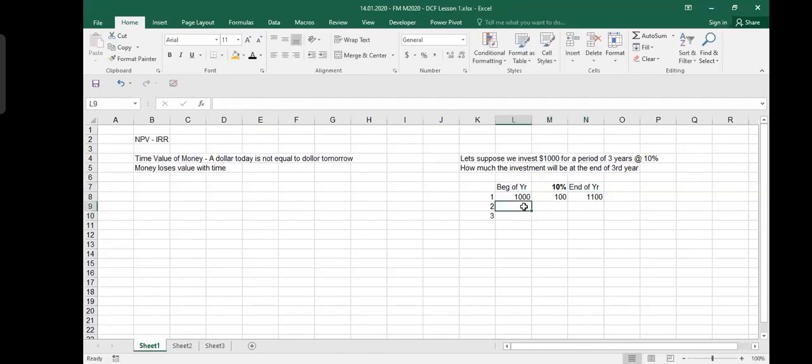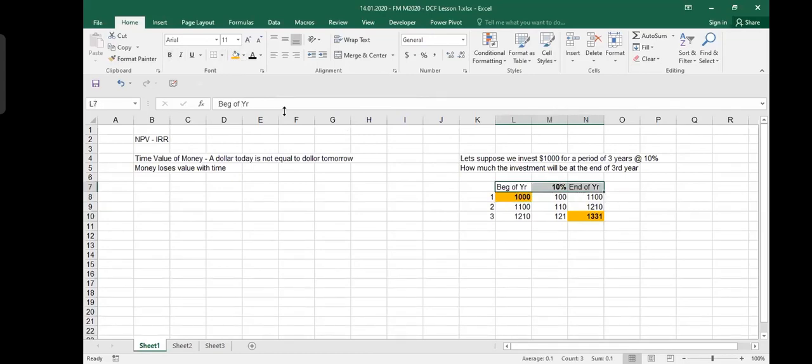And then in the beginning of the second year you will have 1,100 in the bank account, and now your 1,100 is going to earn 10%. So it makes it 110, and you make a total. And then in year 3 you already have 1,210 in your account, and you earn 10% on that, and your total investment will be 1,331. So you come to a number 1,331, which means that your $1,000 today, in 3 years time, if it earns a 10% return, you get 1,331.